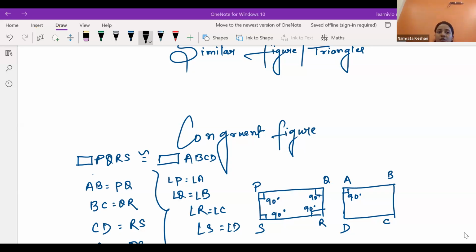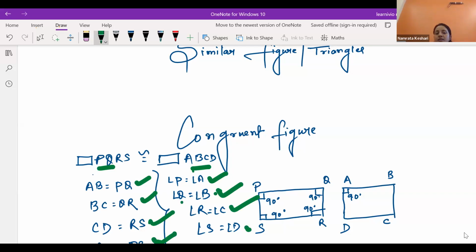You can see I have just written that PQRS is the same as ABCD. I have given the congruent sign. That means AB and PQ, BC and QR, CD and RS, and the other sides are the same. Angle P and angle A, angle B and angle Q are the same, R and C are the same, S and D are the same. Okay, so that's what we were discussing.